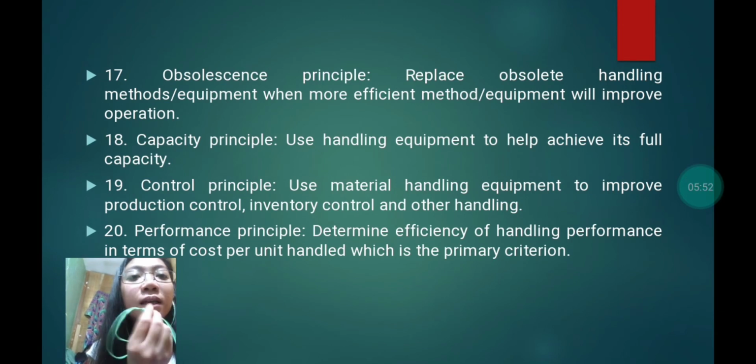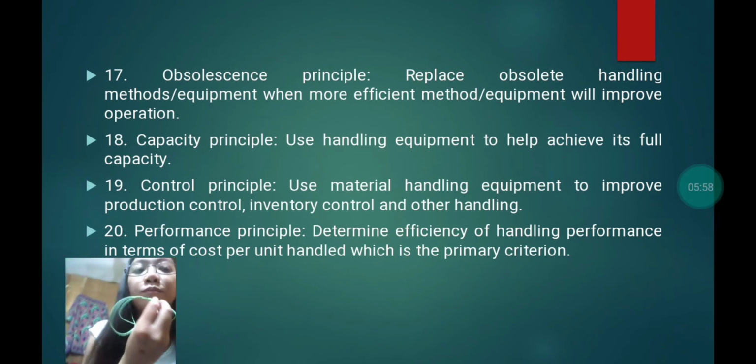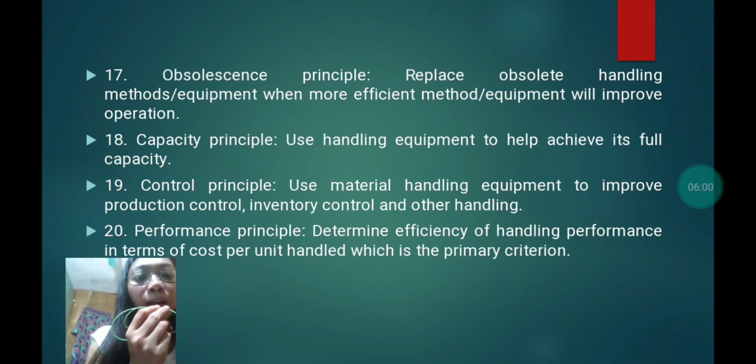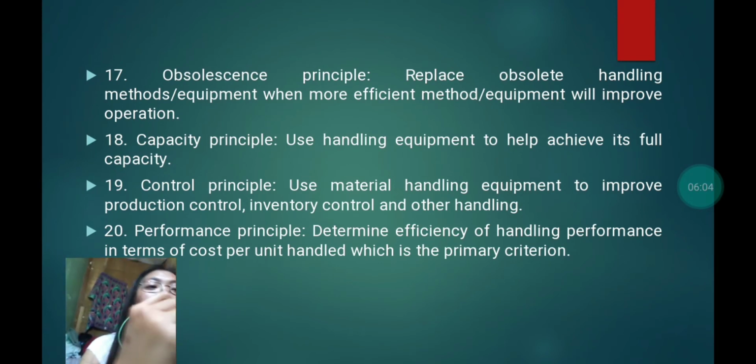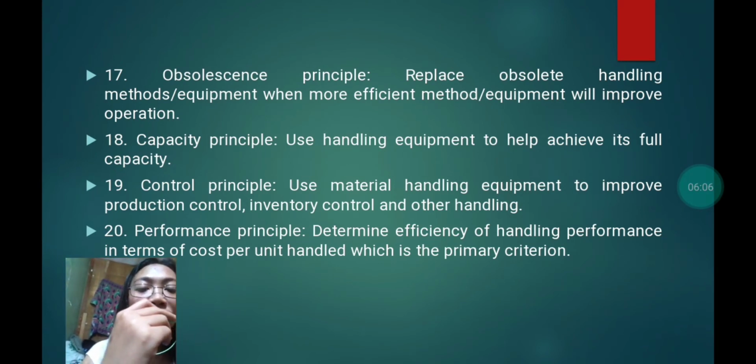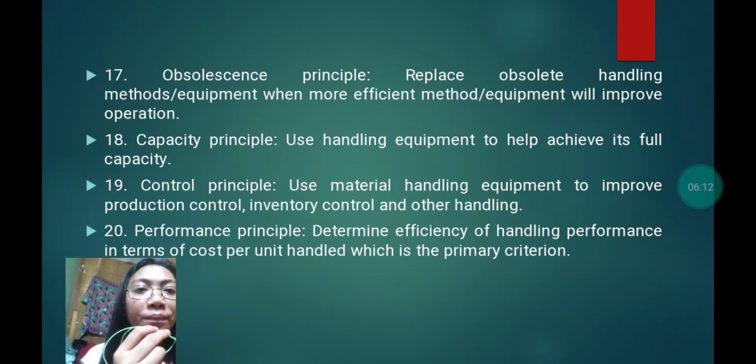17, obsolescence principle. Replace obsolete handling methods and equipment with more efficient methods. Equipment will improve operation. And 18, capacity principle.